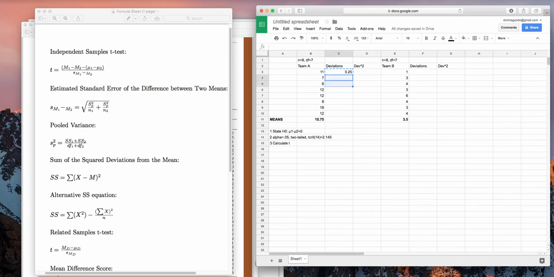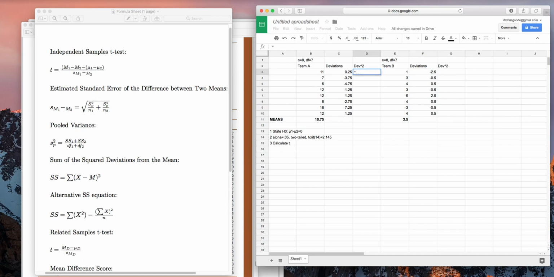Let's copy and paste. Those are our deviations. Let's do the same thing over here. The deviation of cell E3 from the mean, we subtract this, but again, we're going to make this a static reference using the $ sign. $E, $11, right? And that gives us that value. We'll copy and paste that there.